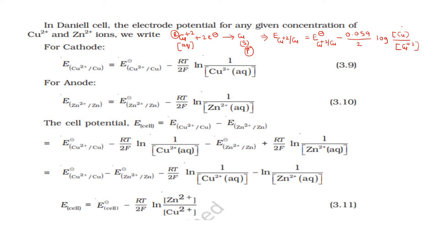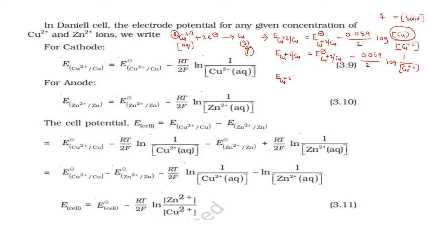Now this is a solid, this one is a solid. For a solid, concentration will always be equal to unity, 1. So now substitute that. We get E Cu^2+ by Cu is equal to E naught Cu^2+ by Cu minus 0.059 by 2 into log. This value will be unity, 1, over Cu^2+ concentration. Now this equation I can write like this also.